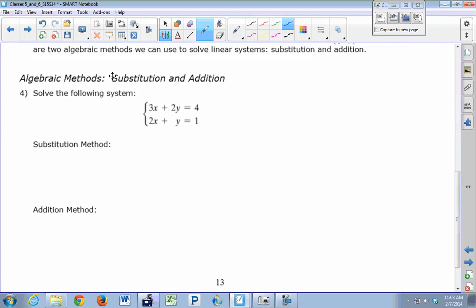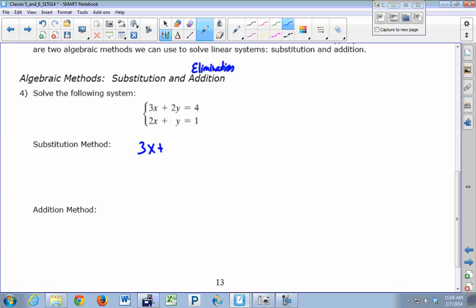And there's two algebraic methods to solve a system. One is called substitution, and the other method is called addition. Some of you may have learned a name for that called elimination. The second method has a variety of different names. The first method, though, as far as I've ever seen, is always called substitution. And it's exactly what it sounds like.